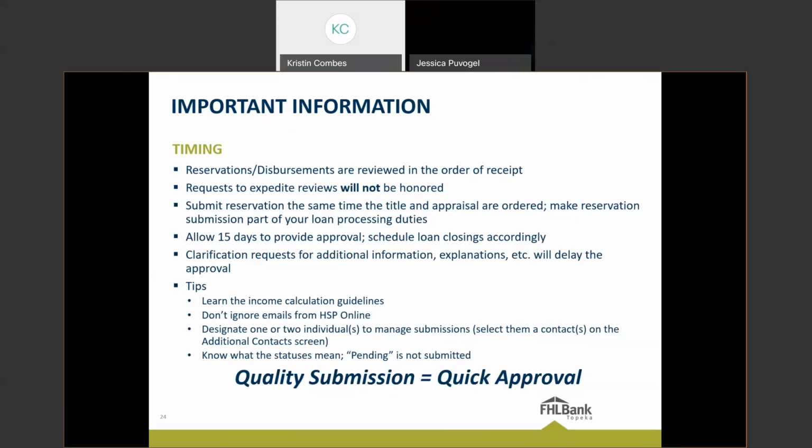Designate 1 or 2 individuals to manage your reservations and disbursements. Our most successful members have 1 or 2 individuals that manage HSP. They are marked as contacts on the additional contact screen in HSP Online and receive all notification emails. They know the grant guidelines and how HSP Online works, including what the statuses in HSP Online mean. Remember, if the status has the word pending, we are waiting on you and cannot review the reservation or disbursement. Ultimately, a quality submission is the only way to guarantee a quick approval.